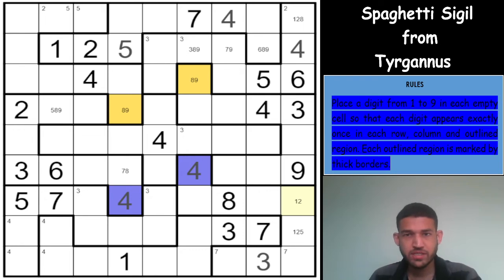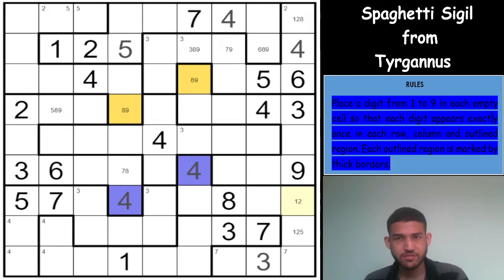So we are slowly chipping away at the Sudoku. But still, I don't think it has become easier.